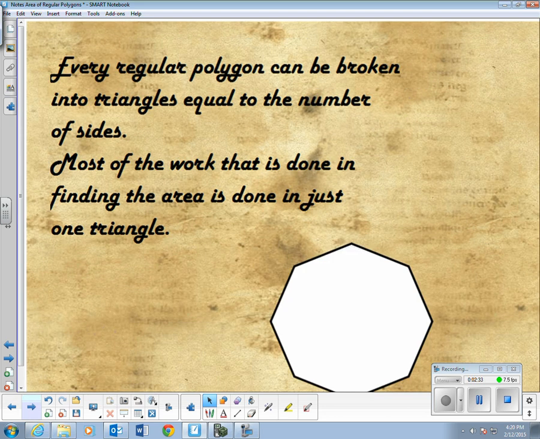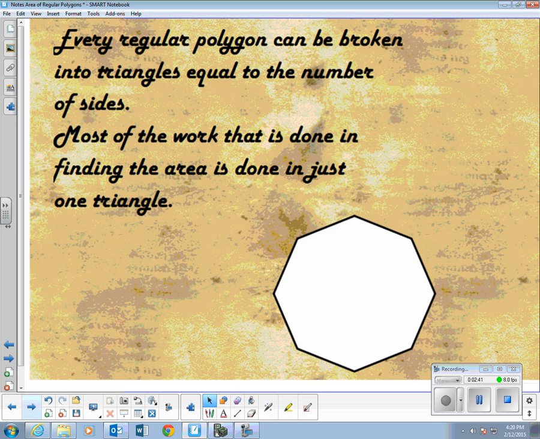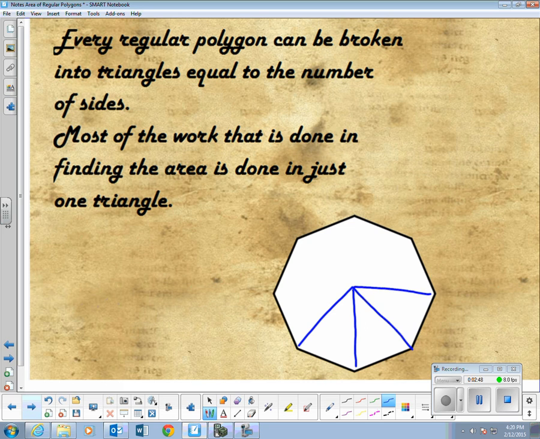Now we have this picture here, and it says every regular polygon can be broken into triangles equal to the number of sides that it has. So if we look at this figure here, we could break this into triangles: one here, one here, one here. This figure can be broken into 1, 2, 3, 4, 5, 6, 7, 8 triangles, and it's an 8-sided polygon. But most of the work will occur in just one of these triangles right here.